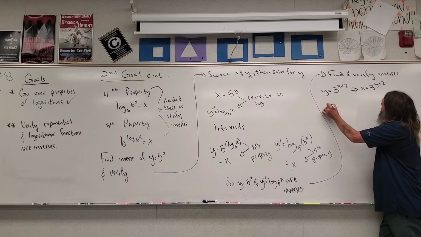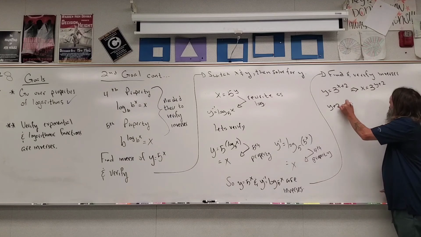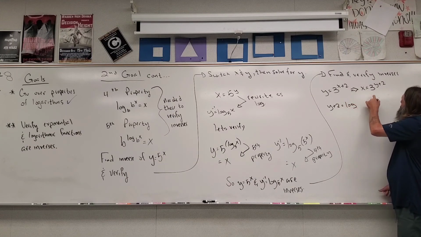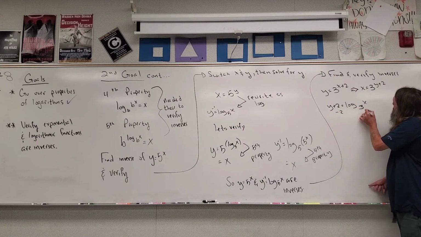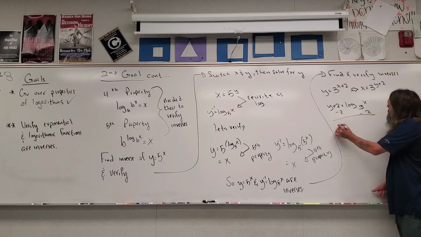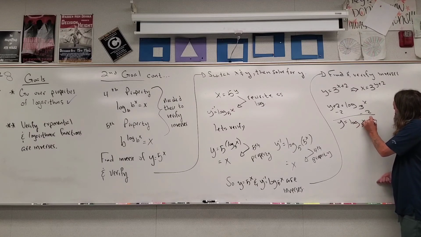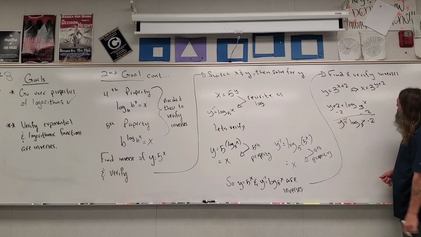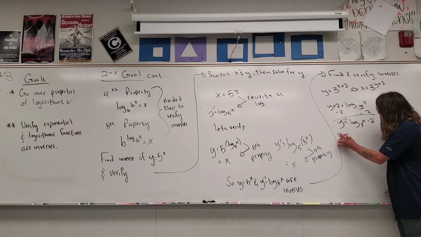So now we get y plus 2 equals log base 3 of x, but y is still not by itself, and we'll get there by subtracting away the 2. So now we get y equals log base 3 of x minus 2. That should be the inverse of this. And again, let's verify.